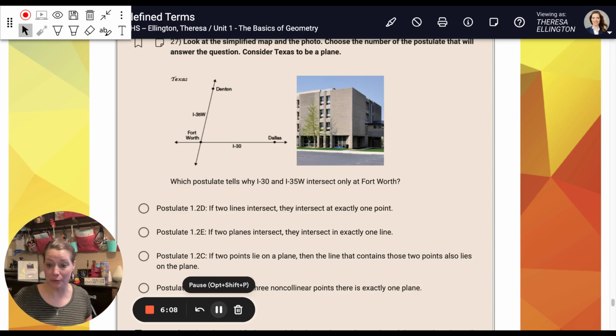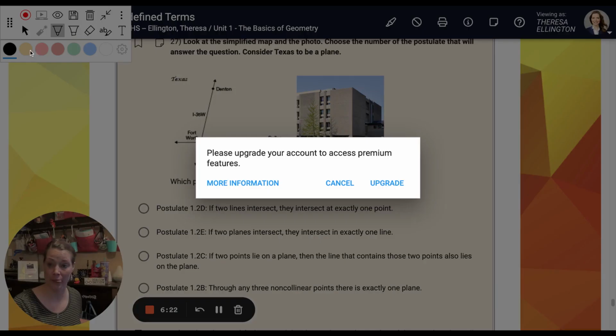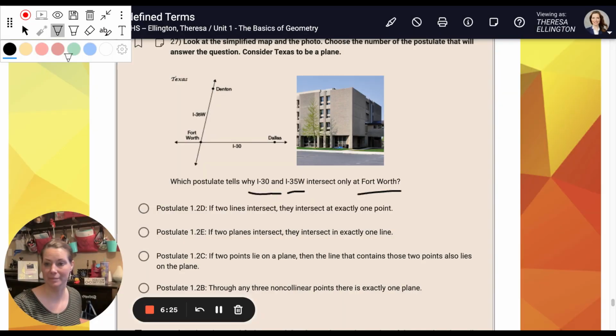Hey, you're back. How'd you do? Let's see what you got. Remember, the question is right here. So we identify what we had. I-30 is a line. I-35 is another line. Fort Worth is a point. I have 2 lines, 1 point. Did you get that part? 2 lines and a point. So let's find our answer choices that say that. 2 lines intersect at exactly 1 point. It was the first one.